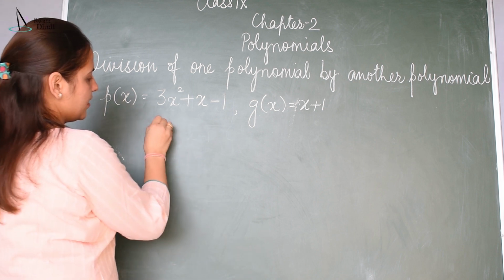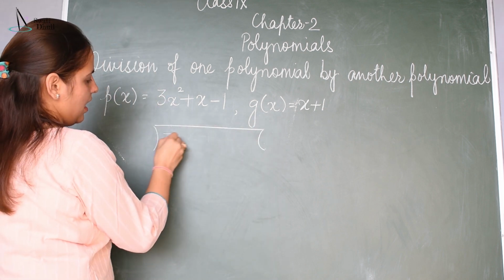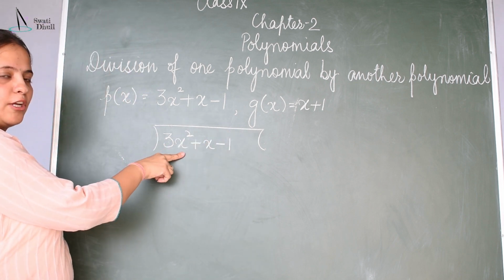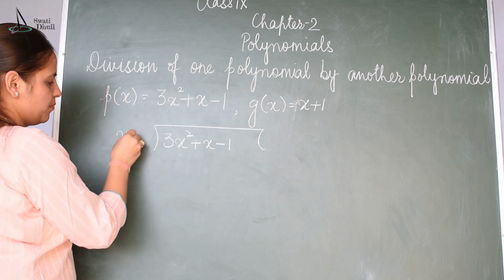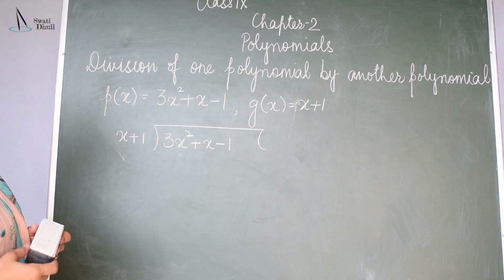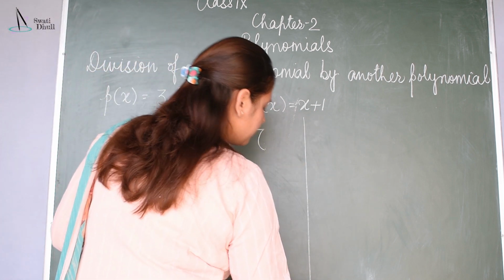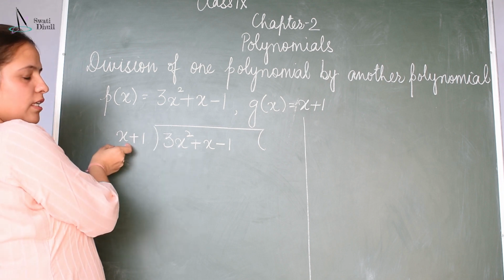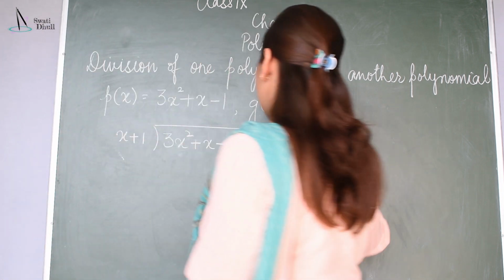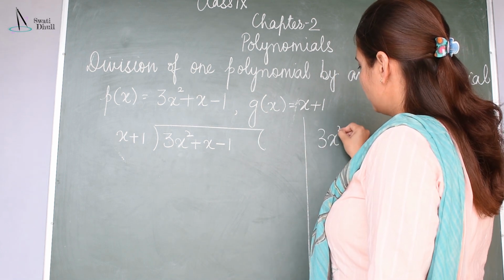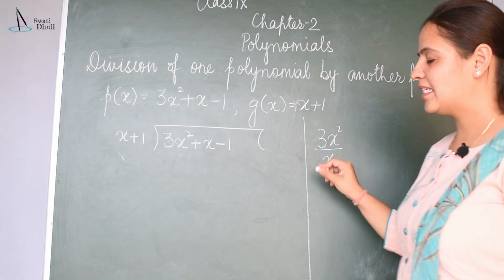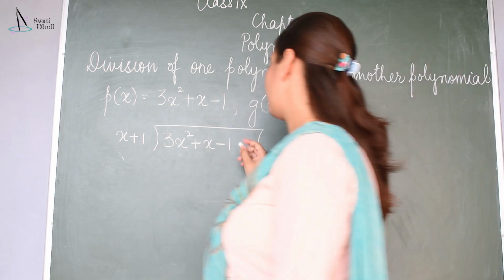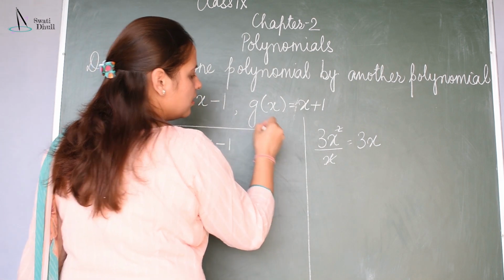Now what I will do is, I will write p(x) as the dividend because this will be your dividend and this is your divisor, x plus 1. Now how we have to divide? You have to see the first term of the dividend and the first term of the divisor. Let's divide them. 3x square by x. We can easily divide them. x will be cancelled out and you will get here 3x. So this will be your first term in the quotient.